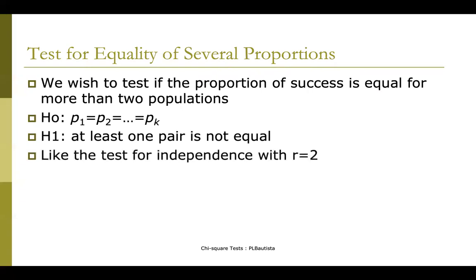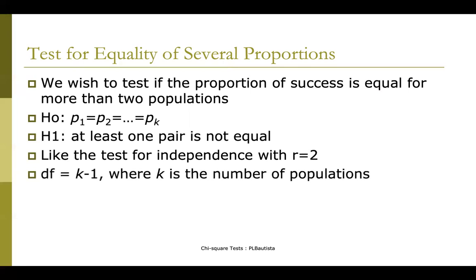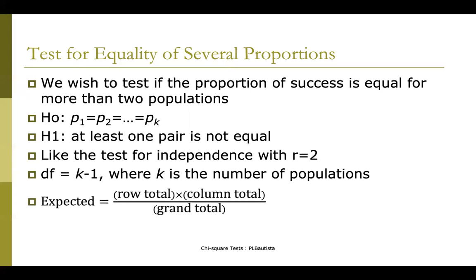In terms of the methodology, this is exactly the same as the test for independence, except that the number of rows is always equal to 2, since you only have two possible options, either a success or a failure. Therefore, the degrees of freedom is just k minus 1, where k is the number of populations. And again, the expected values are computed as the row total times the column total divided by the grand total. So the last application will have a different null and alternative hypothesis, a different application or purpose, but the methodology is quite the same as the second application.